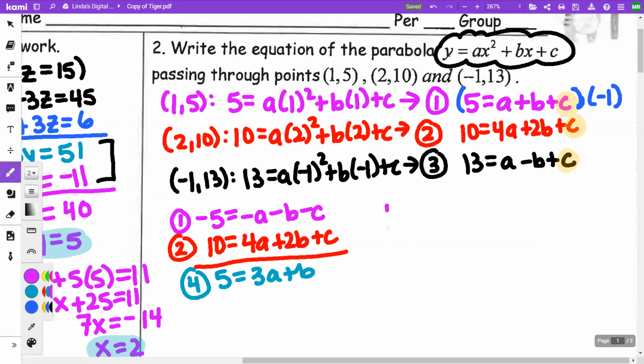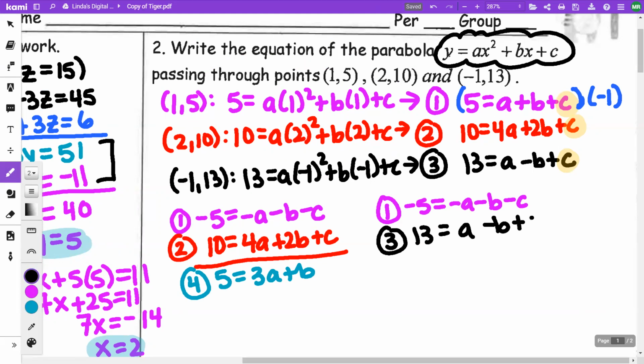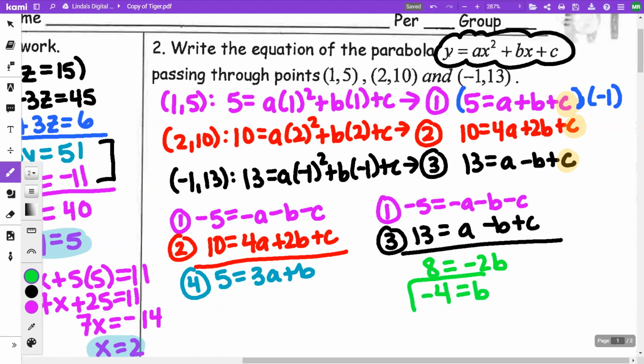So I'm going to take 1 again. The same one I just used, -5 is equal to -a minus b minus c. And this time I'm going to use it with my third equation. So that's 13 is equal to a minus b plus c. When I do that, I end up getting 8 is equal to, my a's cancel, I get -2b, my c's cancel. So I'm actually going to get -4 is equal to b. Okay, so I get that.